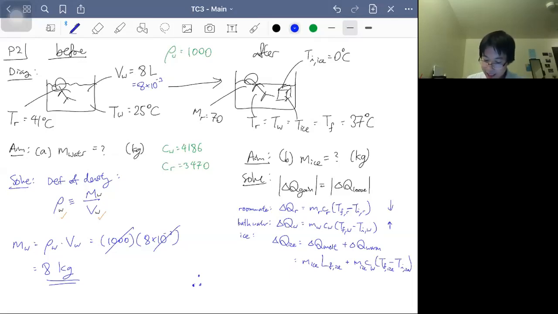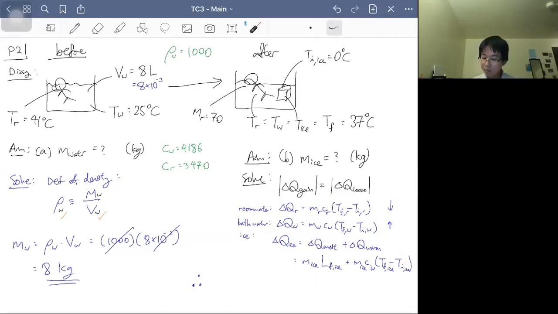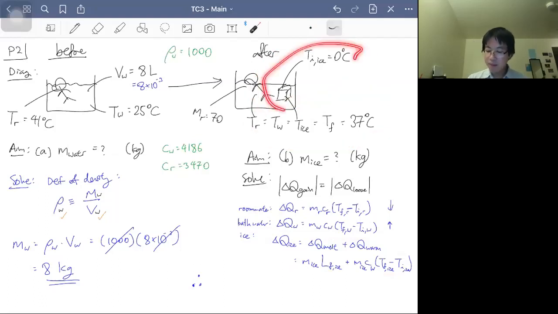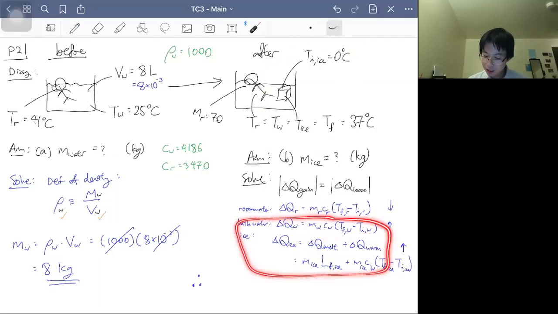Does the ice go on the left-hand side or the right-hand side? Is this process gaining heat or losing heat? It should be gaining heat. So to melt it, it gains heat to melt and then it warms up. So both of these have an upwards arrow, so all of this has to go onto this side.